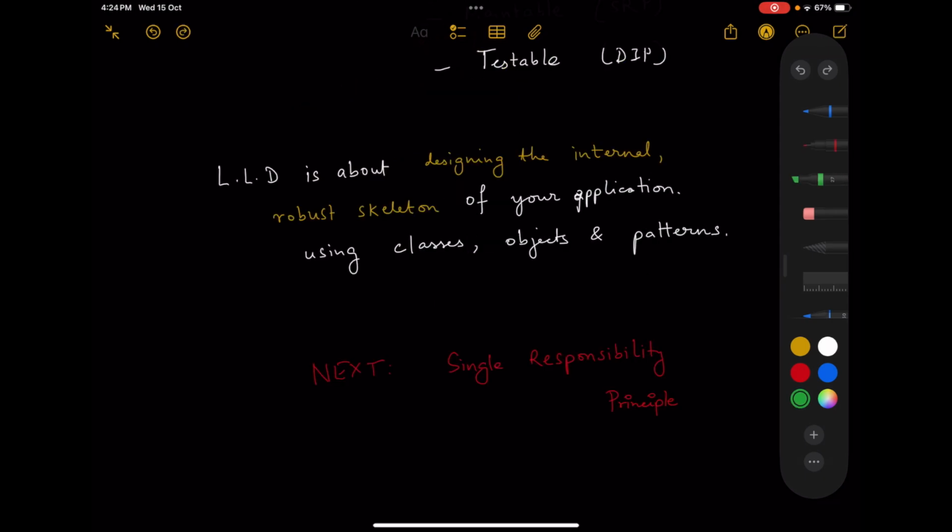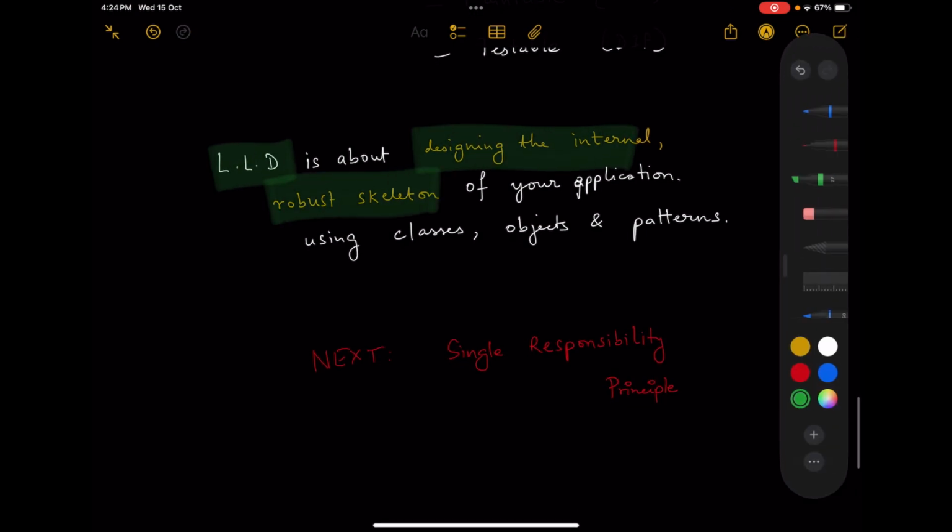Okay, so let us summarize the video. Today we saw what low level design actually is and how it is different from high level design. So low level design is all about designing the internal robust skeleton for your application, using classes, objects and patterns. And this playlist or this tutorial series will definitely help you understand the nuances of low level system design. And in the next video we will see and learn about single responsibility principle.